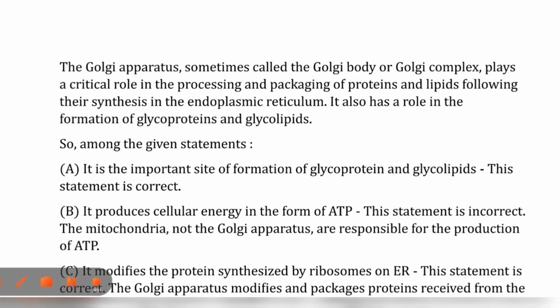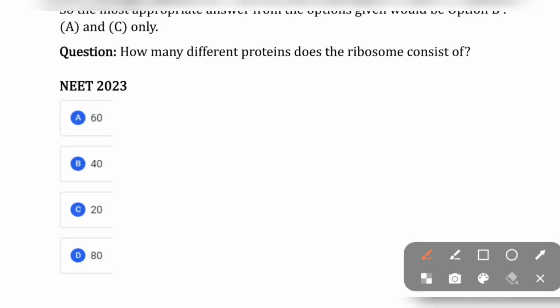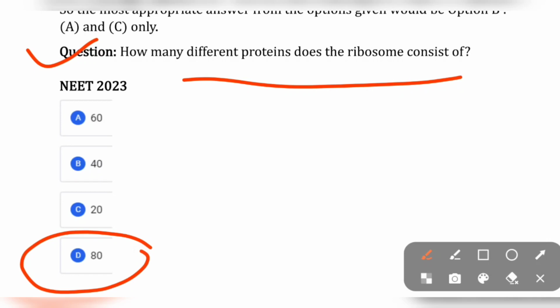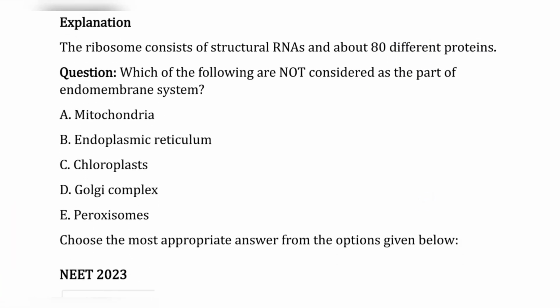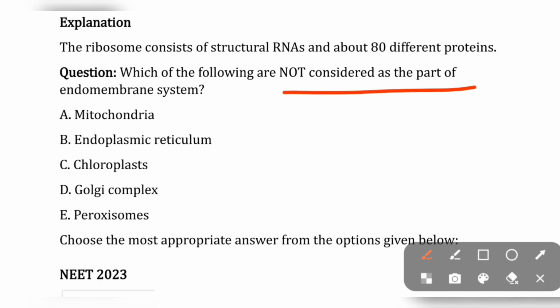Now we have another question. How many different proteins does the ribosomes consist of? And it's a simple question, and the correct option here is D. Now we have another question. Which of the following are not considered as a part of endomembrane system? And the options we have here: mitochondria, endoplasmic reticulum, chloroplast, Golgi complex, peroxisome.